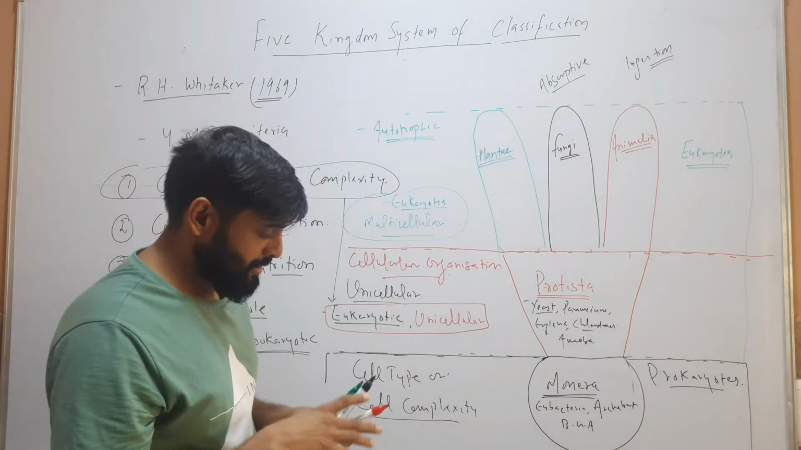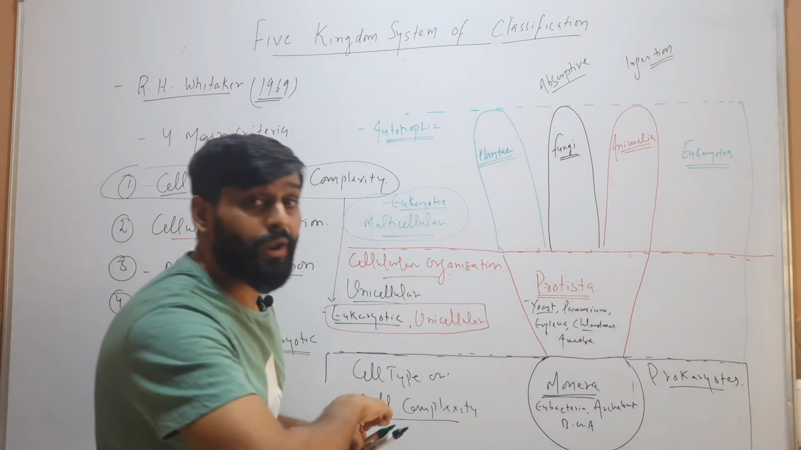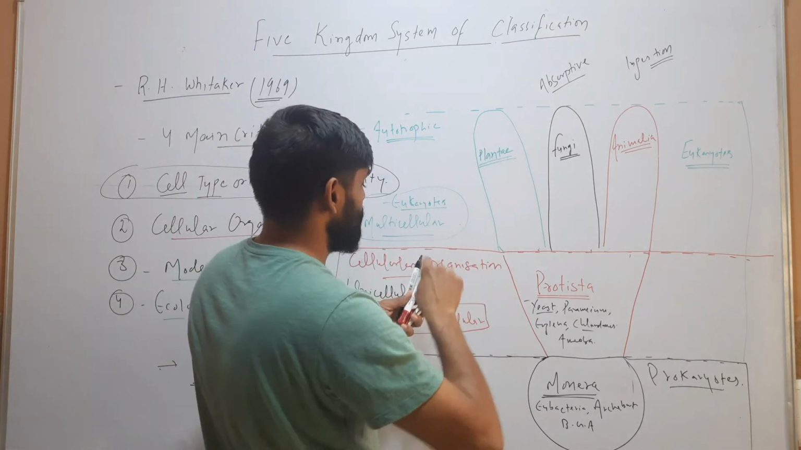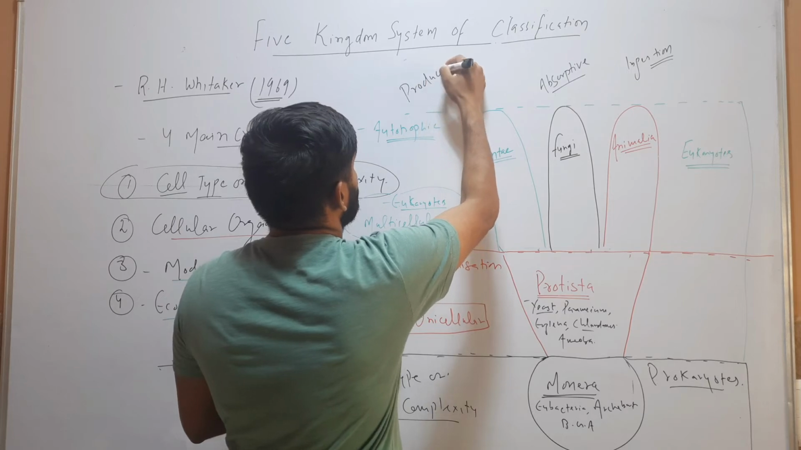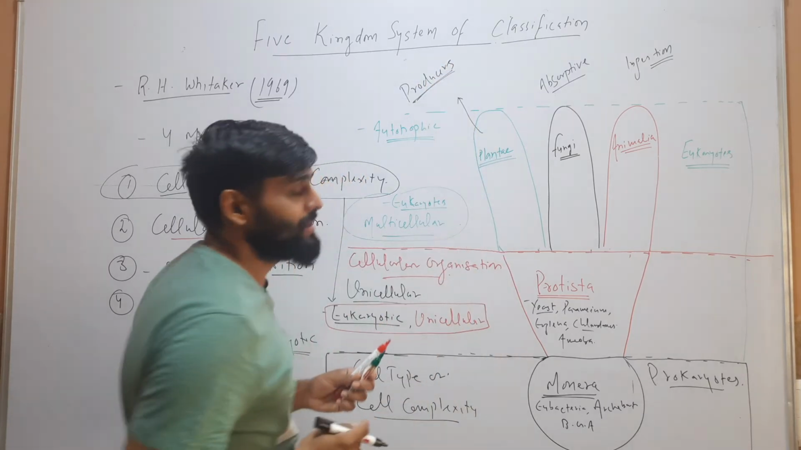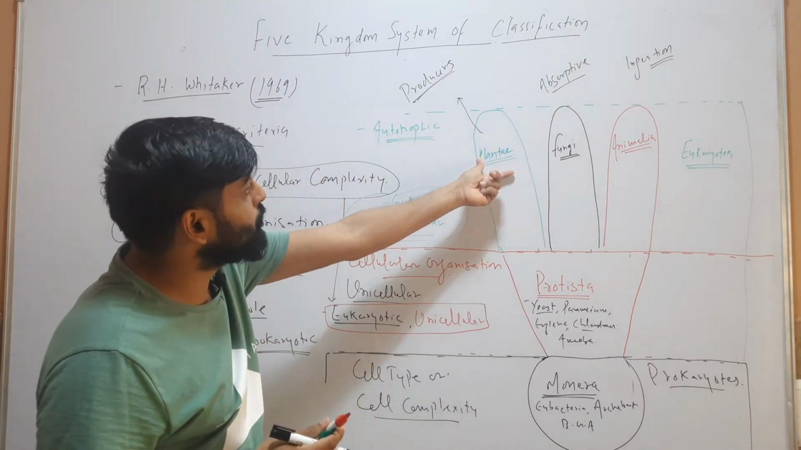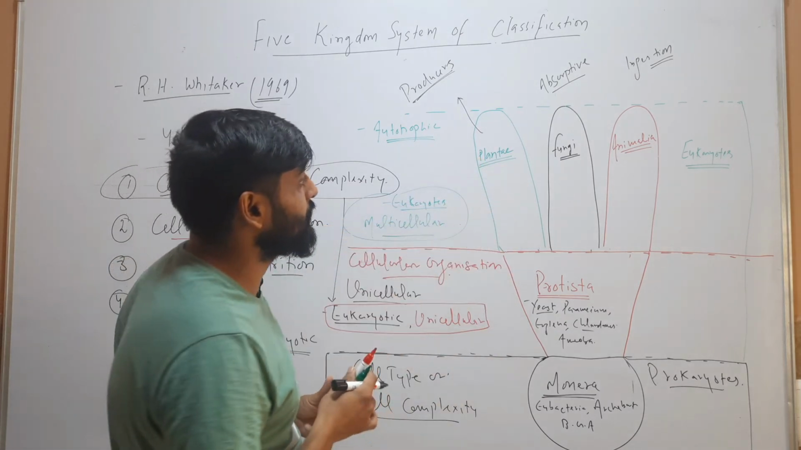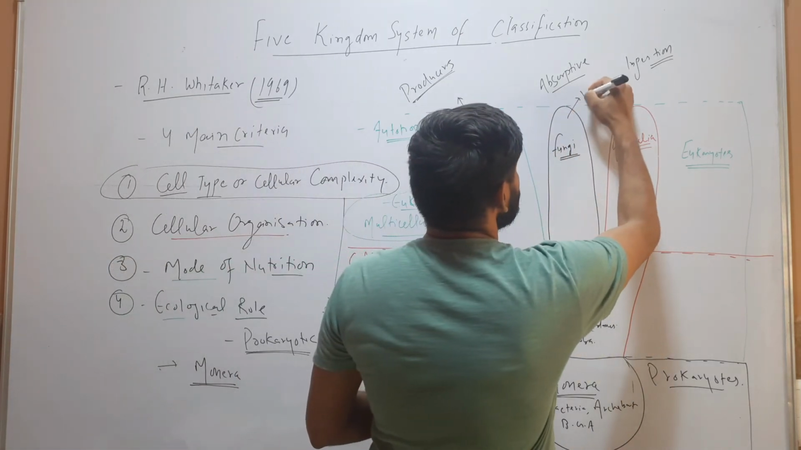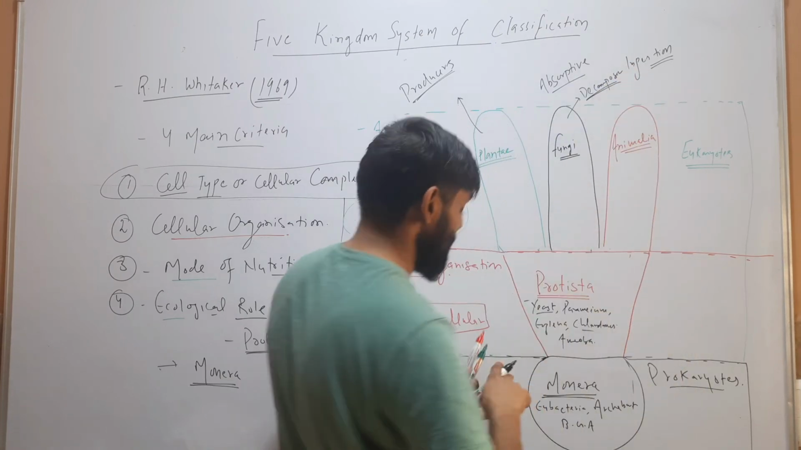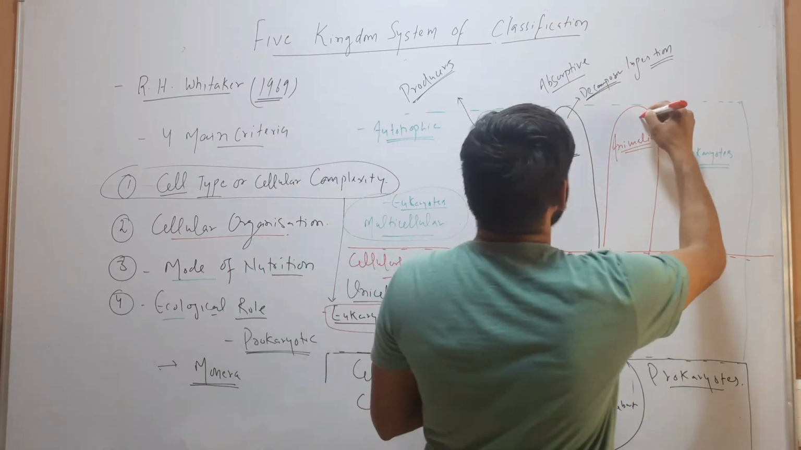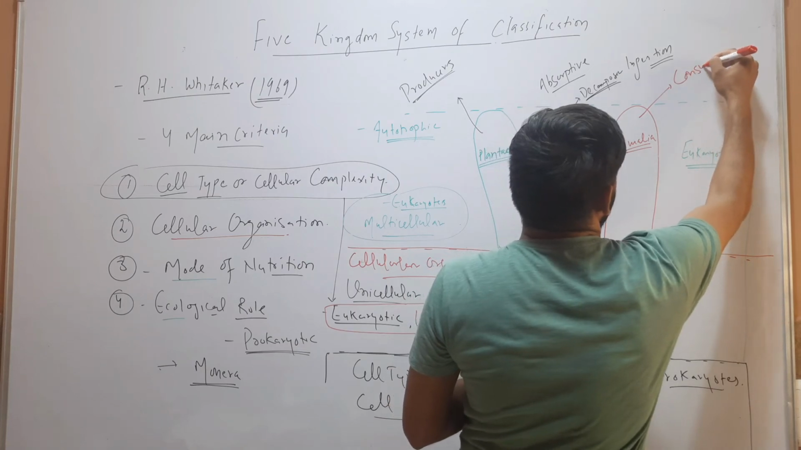Now the fourth criteria, that is ecological role. So what type of ecological role do plants have? They are producers. So plants, kingdom plantae, these are producers. All the photosynthetic organisms are producers. Fungi are decomposers. Animalia are consumers.